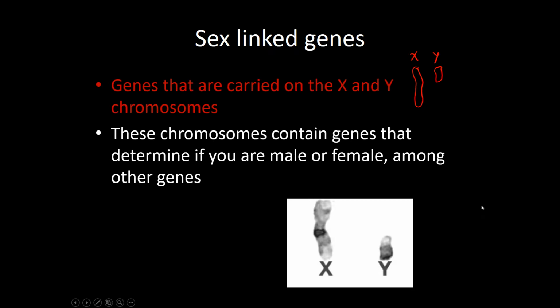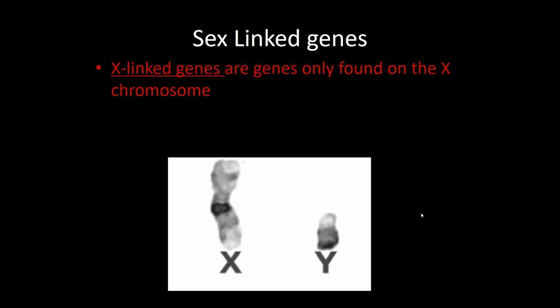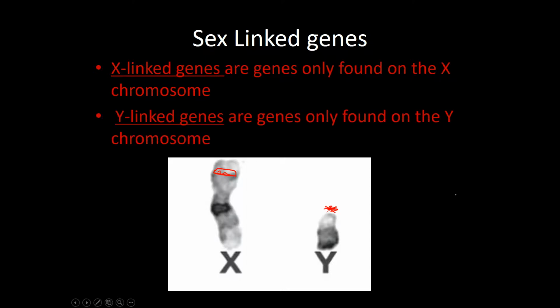All right, these chromosomes contain genes that determine if you're male or female, among other genes. So let's talk specifically about something called X-linked genes or Y-linked genes. X-linked genes are genes that are only found on the X chromosome. So like I was saying, you can have ones that are found here. Here's maybe a section of chromosome, here's your DNA that is not found on this one. So X-linked genes are genes that are only found on the X chromosome. And that means, I bet you can guess what Y-linked genes are. They are only found on the Y chromosome.